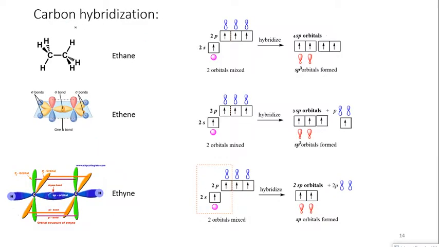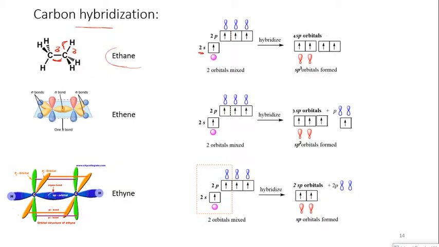Now, if I look at carbon hybridization, first the case of ethane. In ethane, I have C bond C and I have C bond H. The C bond H is a sigma bond, and C bond C is also a sigma bond. This sigma bond between the C and C is actually due to the hybridization between the s and p orbitals. In that case, I have two mixed orbitals.